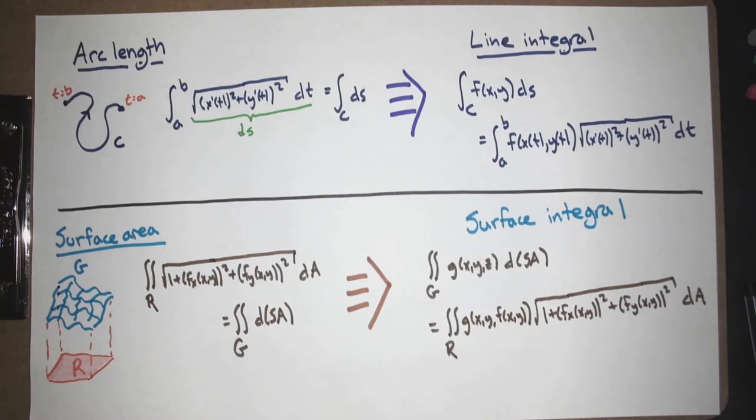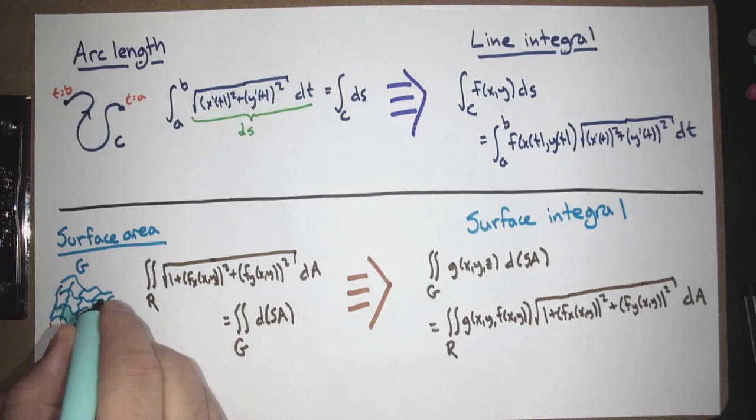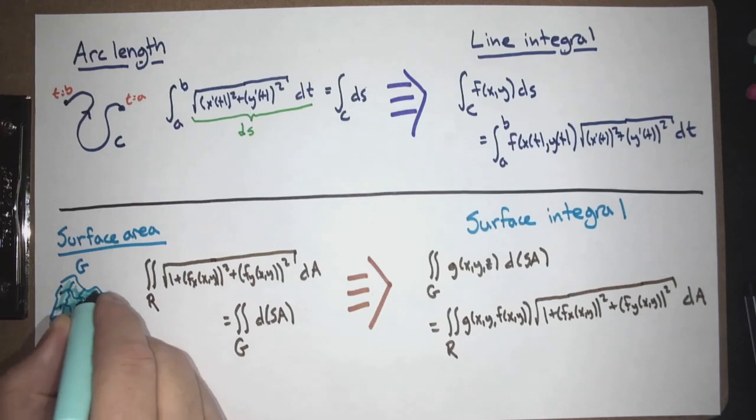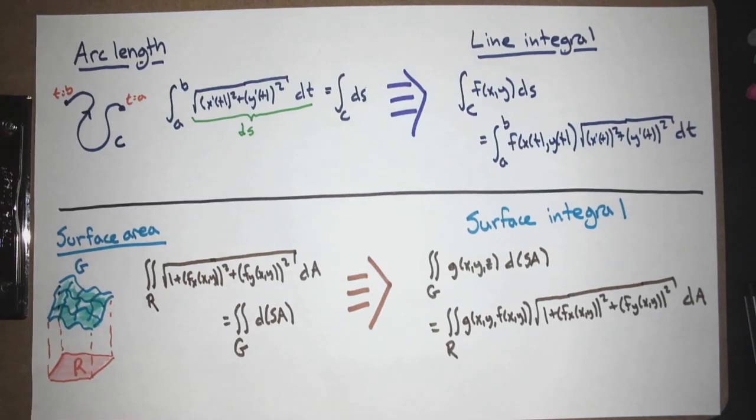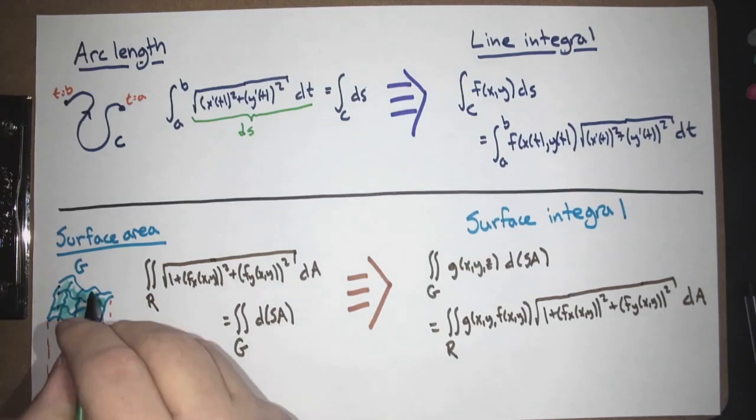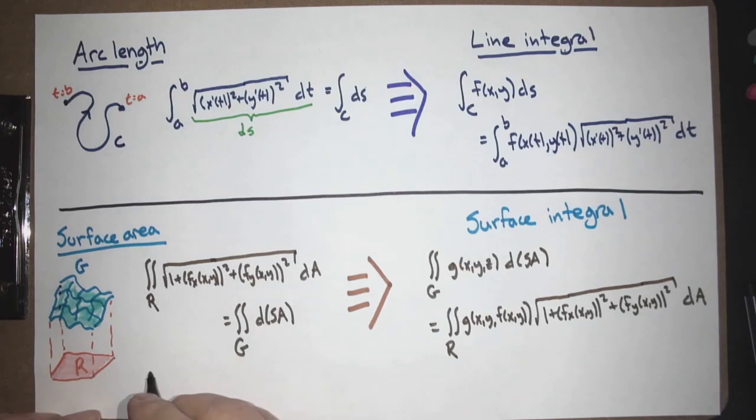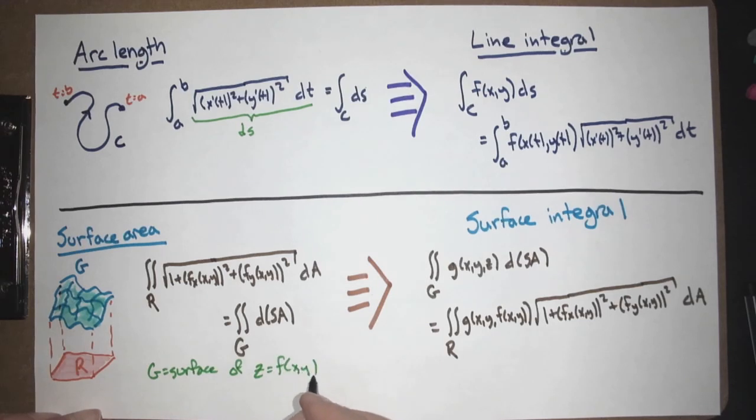So generically, we have our surface area. We have a region R. Above it, we have a surface G. And we're asking the question, how much area is there in our surface? We have a formula for that. It's the integral of the square root. And this assumes that G is the surface corresponding to z equals f of x, y over the region R.